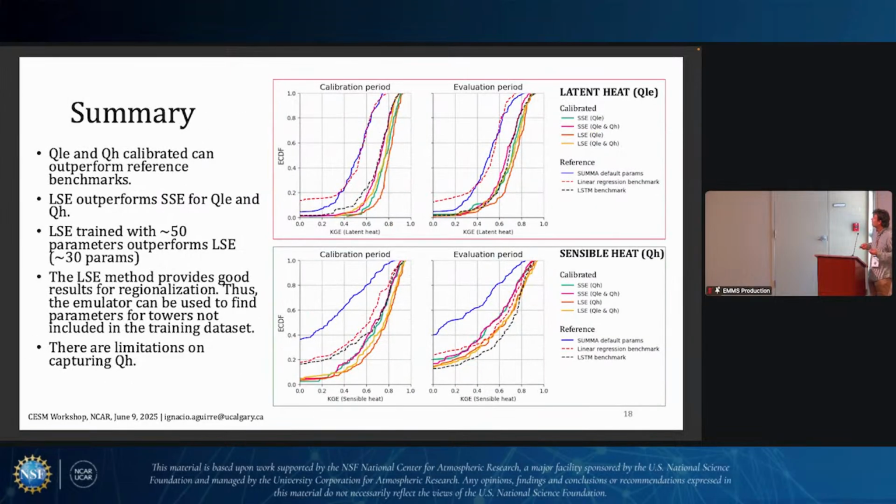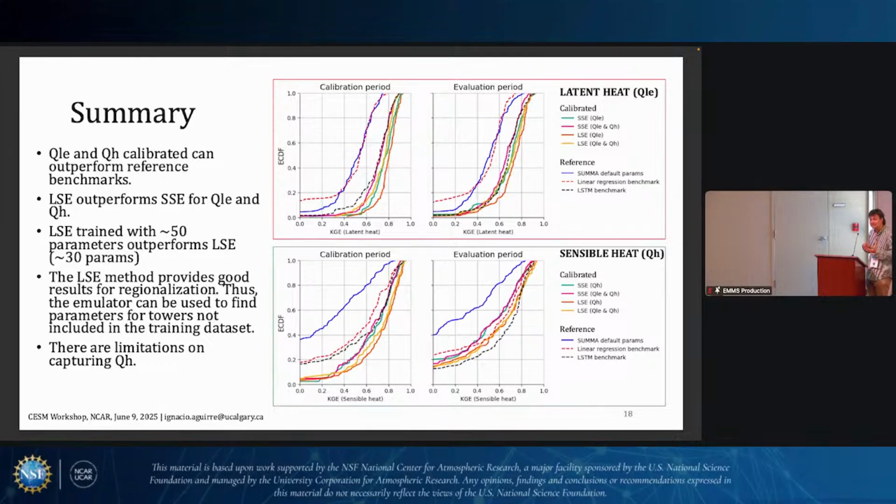So as a summary, latent heat can be calibrated and outperforms the benchmark. Here's a calibration with all the elements. The first part is latent heat, and we can see that the large sample emulators outperform the single site, which we were expecting. And when we try to calibrate for both, we are not losing performance, so we are in the same range. We have not the same, but overall we have the best performance with the emulator that tries to do both.